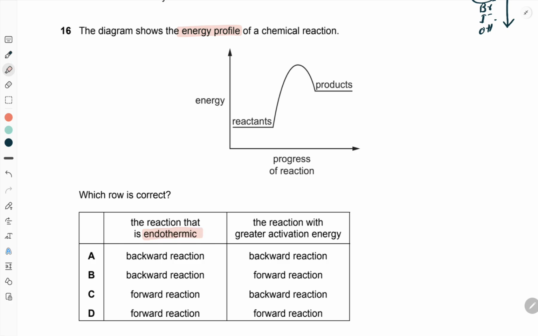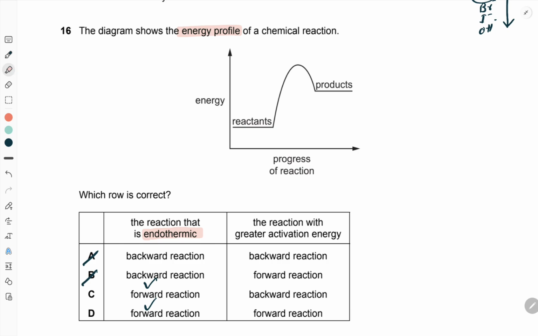So it is the forward reaction. Any reaction which has forward endo, the reverse would be exo. So the reverse of it will be exo, but the forward reaction is endothermic, which means only C and D can be the correct answers.